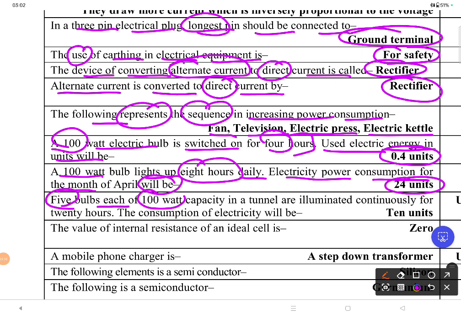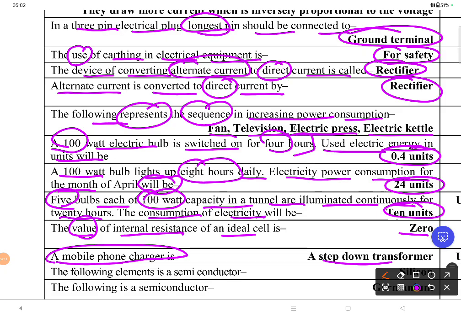5 bulbs each of 100-watt capacity in a tunnel are illuminated continuously for 20 hours. The consumption of electricity will be 10 units. The value of internal resistance of an ideal cell is 0. A mobile phone charger is a step-down transformer.